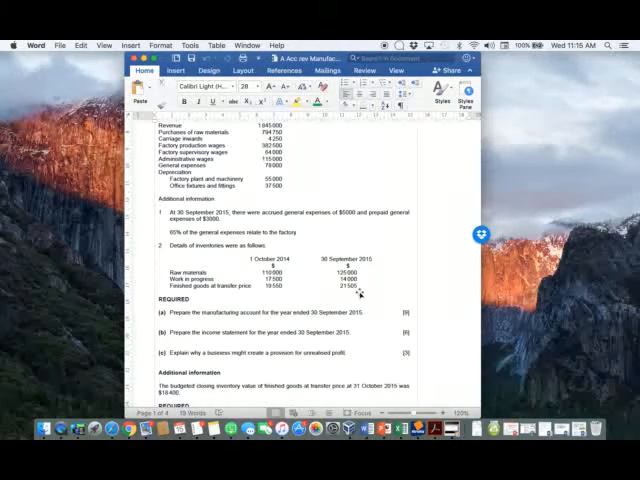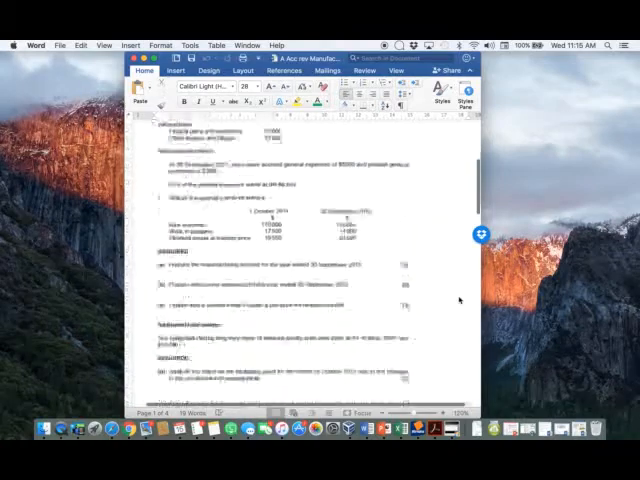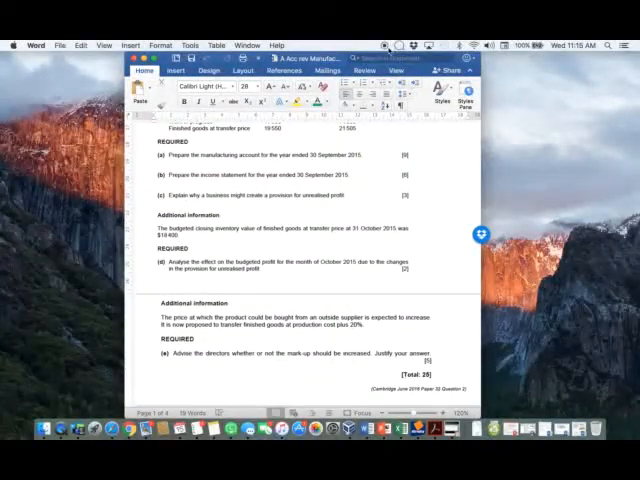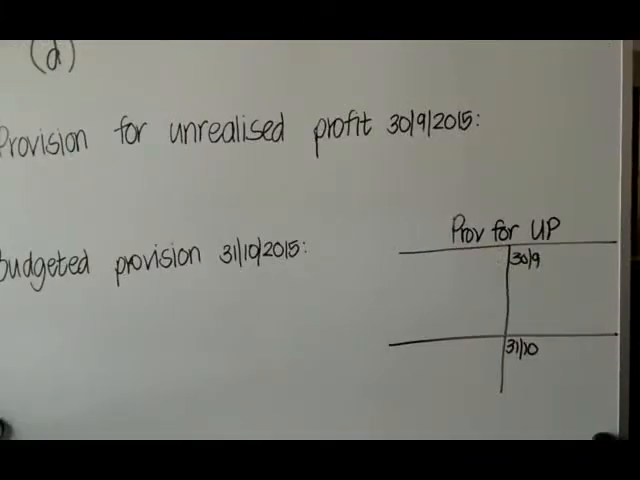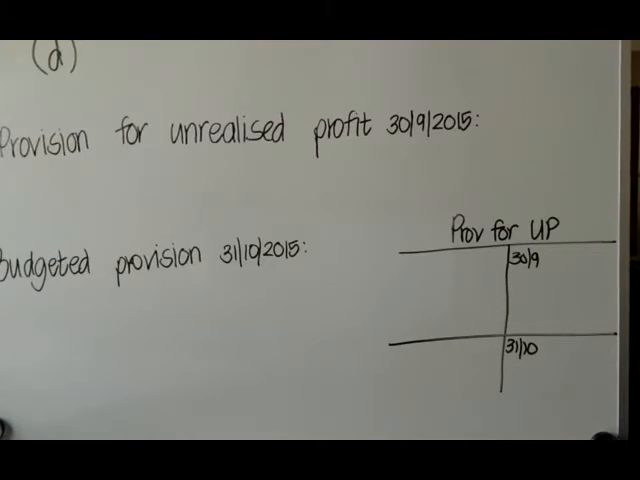So now that you know where the information is coming from, let's work through what you need to do step by step. In order to determine the changes in the provision for unrealized profit, which will affect the budgeted profit for October, we need to consider what the provision account would be at the 30th of September, which is now, and then what the provision would be according to the budget on the 31st of October, in other words, in 1 month's time.